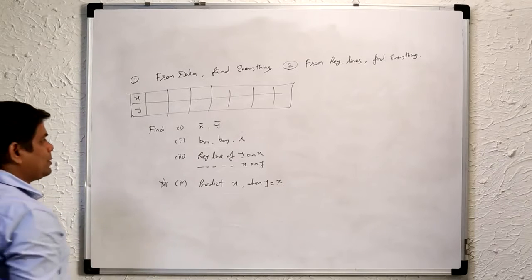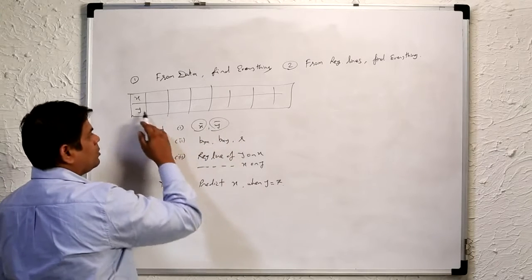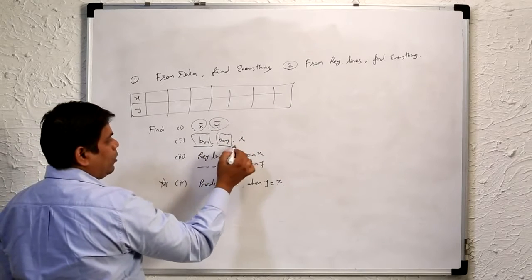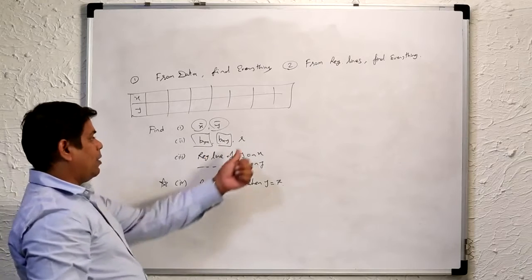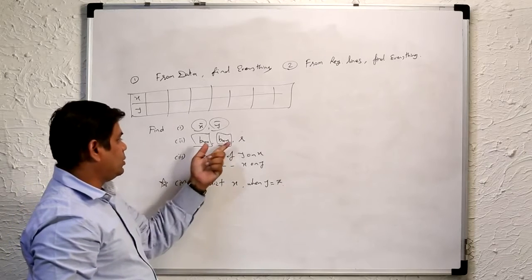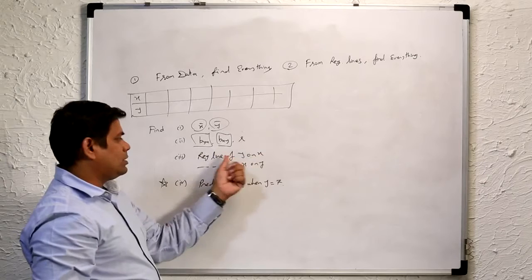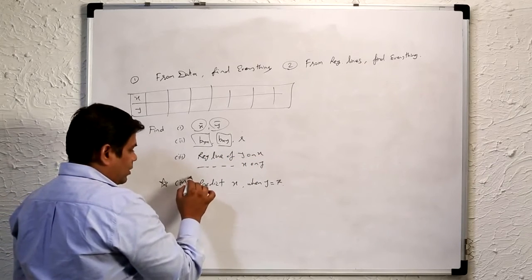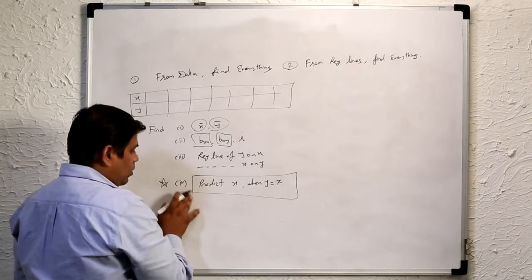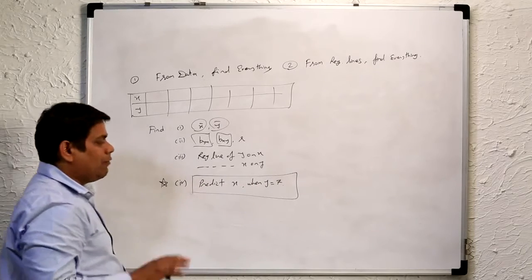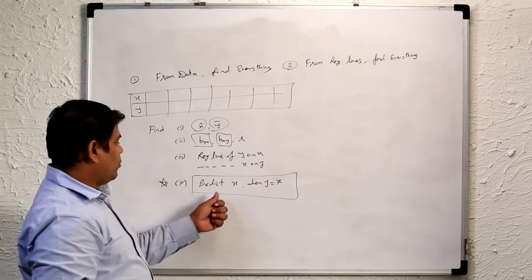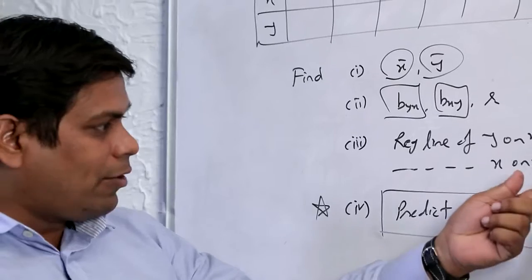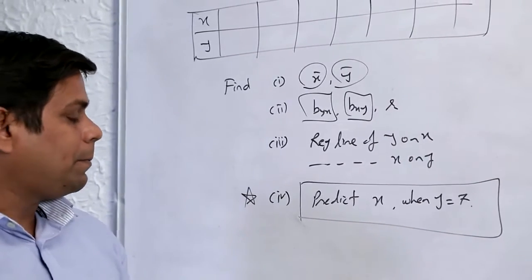Now the first part is very clear, find x bar and y bar. You just add up and divide by the number of data, so you get x bar and y bar. For byx, bxy, I gave you a direct formula. Once you know byx and bxy, one can find r, it is the root of byx into bxy. For the regression line of y on x, again there is a formula. For the regression line of x on y, again there is a formula. What is different here is: predict x when y equal to 7. You are going to substitute y equal to 7, but whether you substitute in the regression line of y on x or of x on y, that is the question to be answered here.